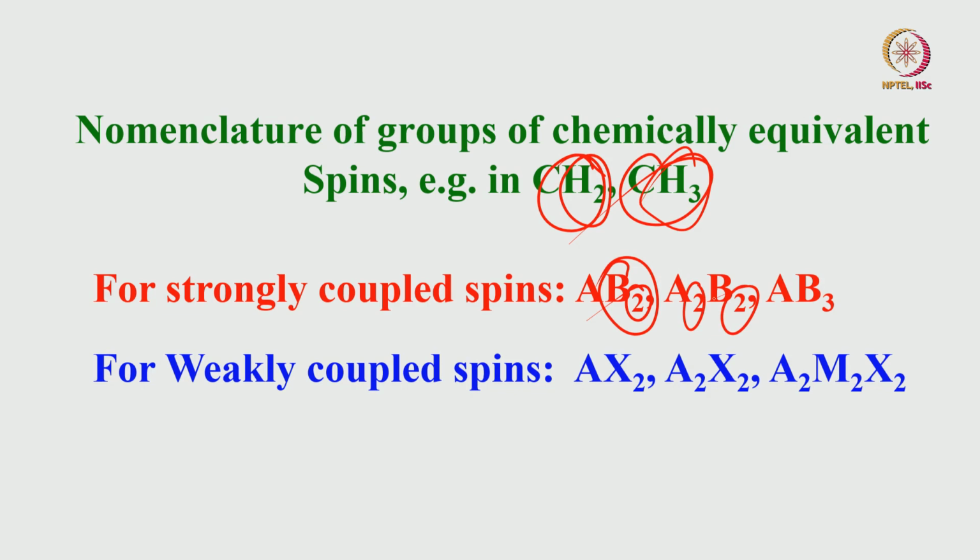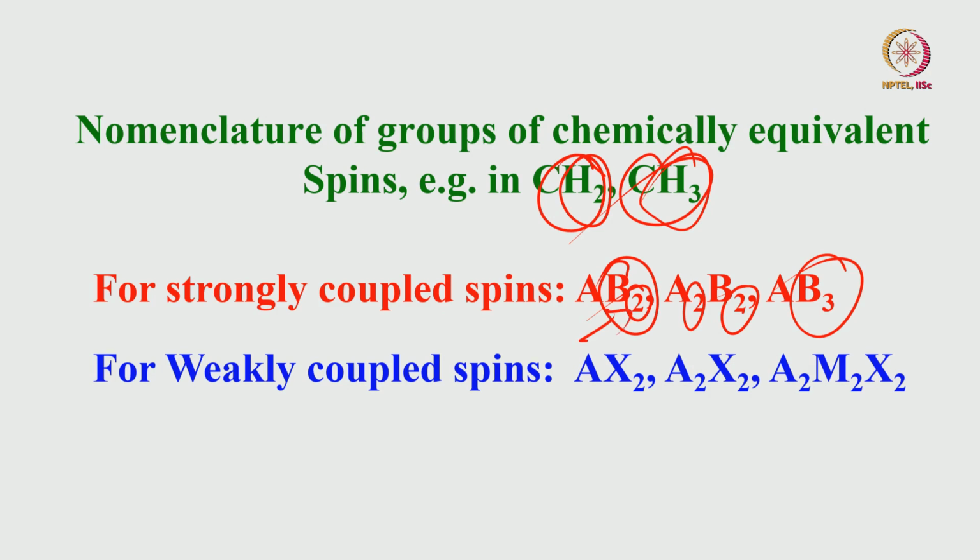A2B2: there are two protons which are chemically equivalent, two groups. It is a CH2 group, like a CH3 group. Here a CH3 group may be there. So for strongly coupled spins, if chemically equivalent spins are present, we use the nomenclature with a subscript. The subscript number refers to the number of equivalent protons.